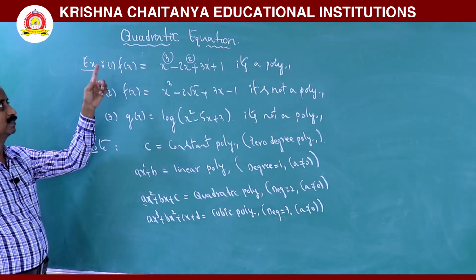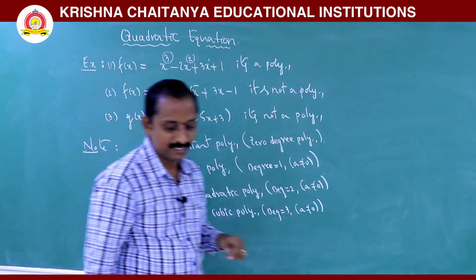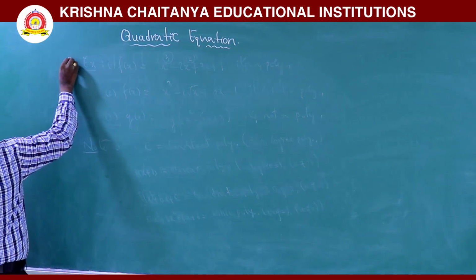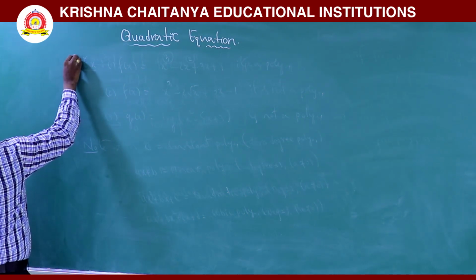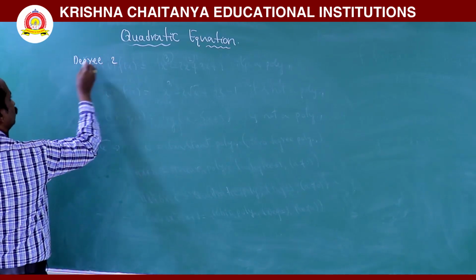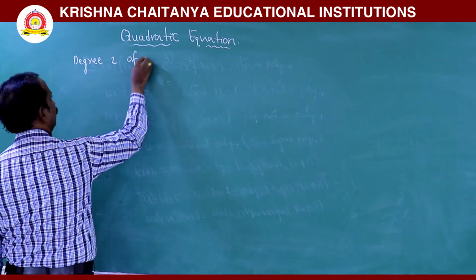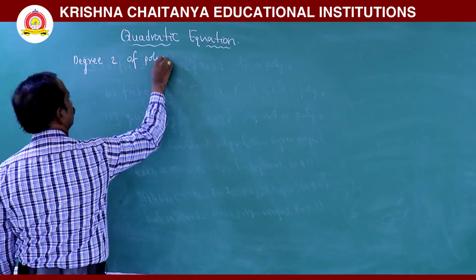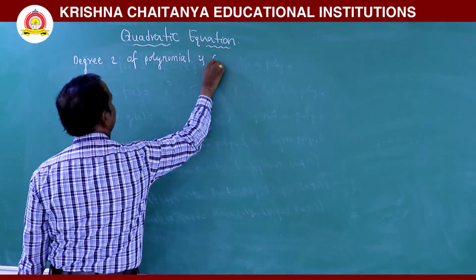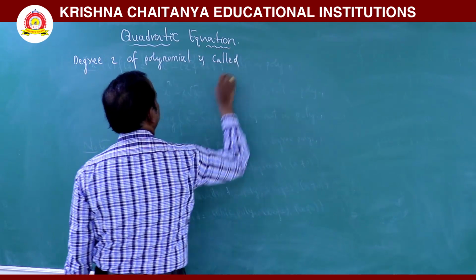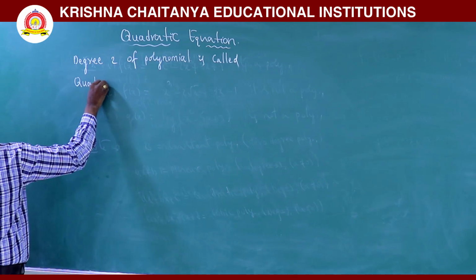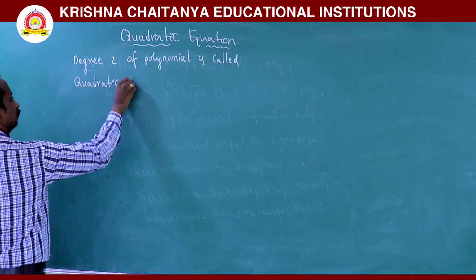Now we discuss quadratic equation. Degree 2 of a polynomial is called quadratic polynomial.